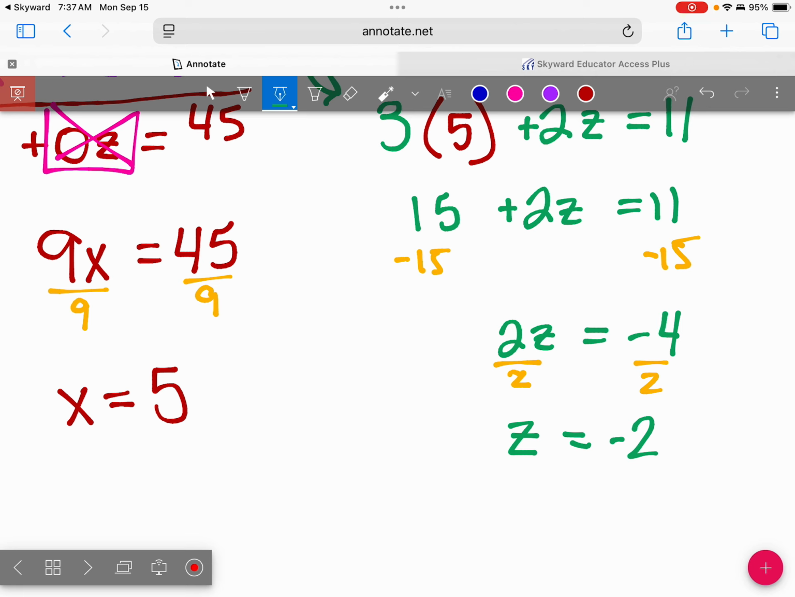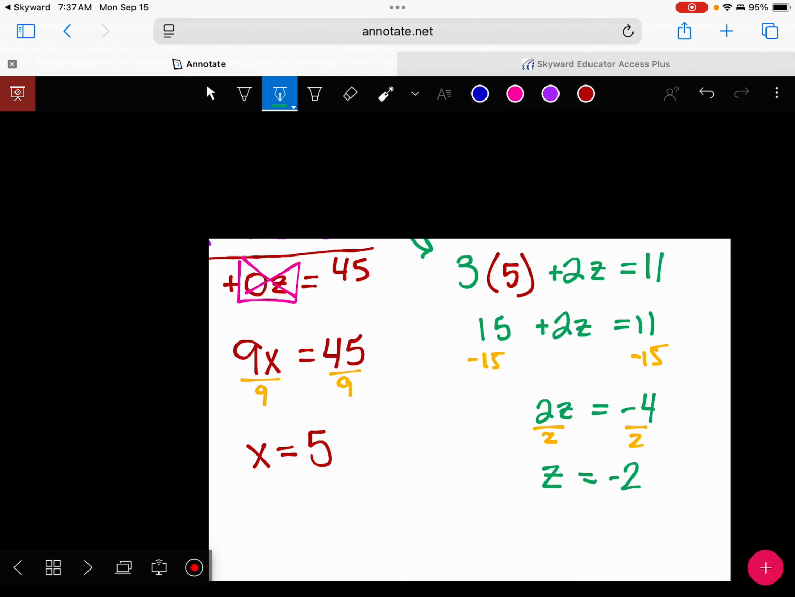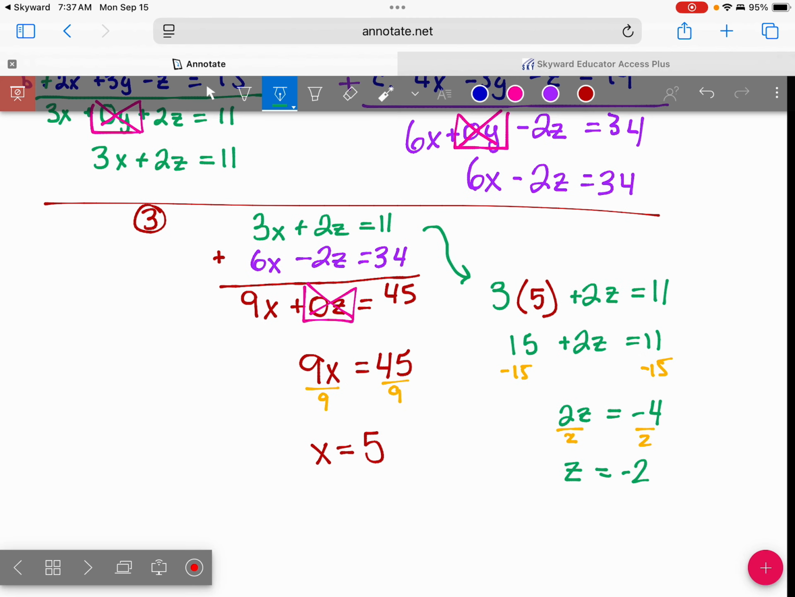So now we know what x is, and I know what z is. I just got to figure out y. So that is the end of step 3. Step 3 gets us all the way down to knowing both x and z. We finished solving our 2-variable system. We got our answers for both letters.